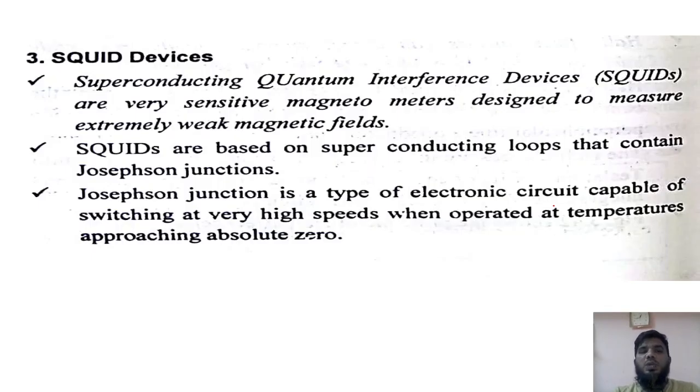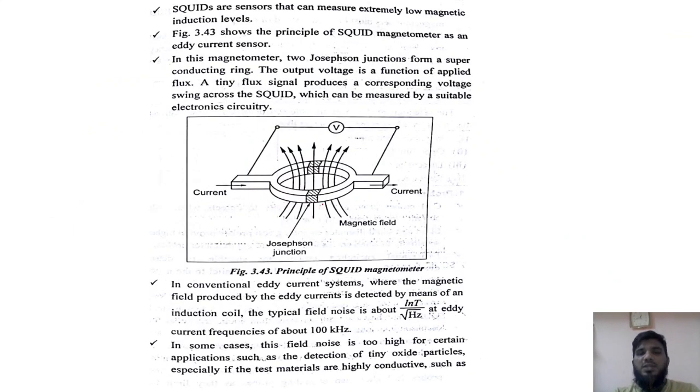Okay, next is SQUID. SQUIDs, superconducting quantum interference devices, are very sensitive magnetometers designed to measure extremely weak magnetic fields. Even if it is a small magnetic field, we can identify it. In this, they use two junctions, that is nothing but Josephson junctions. So these are the two Josephson junctions, this and this. So it has been connected to this.